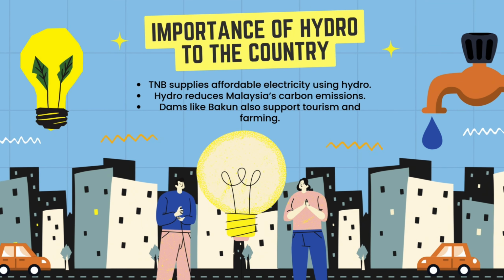Importance of hydro to the country. TNB supplies affordable electricity using hydro. Hydro reduces Malaysia's carbon emissions, and dams like Bakun also support tourism and farming.